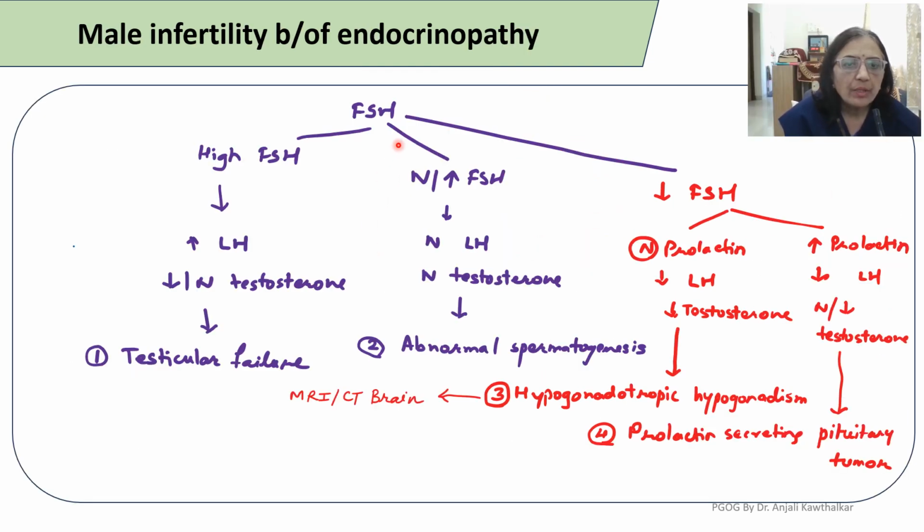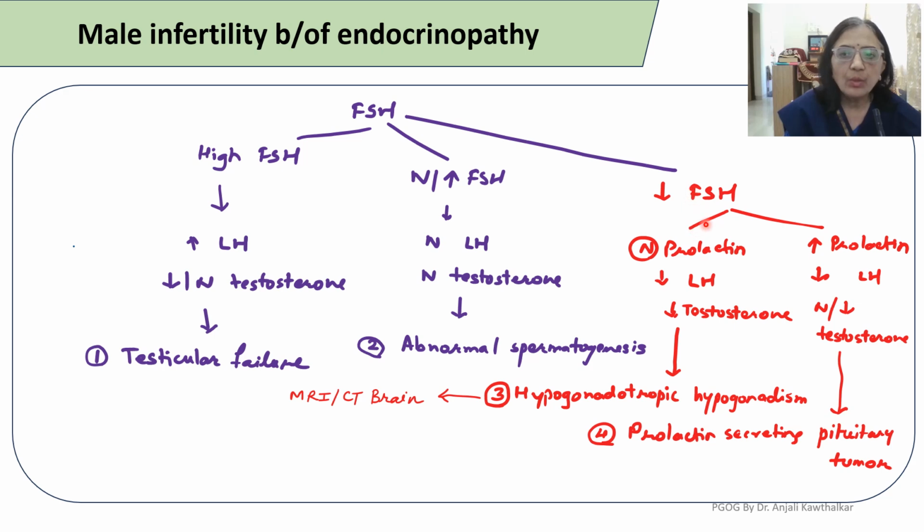If there is an endocrinopathy, then what we have to focus on is FSH. High FSH, then we have to go for LH. In that case, if reduced or normal testosterone is present and raised FSH and LH are present, that indicates testicular failure. If there is a normal or raised FSH and normal LH and normal testosterone, then there is a possibility of having abnormal spermatogenesis. But if high FSH, LH and a low testosterone, testicular failure is a possibility.